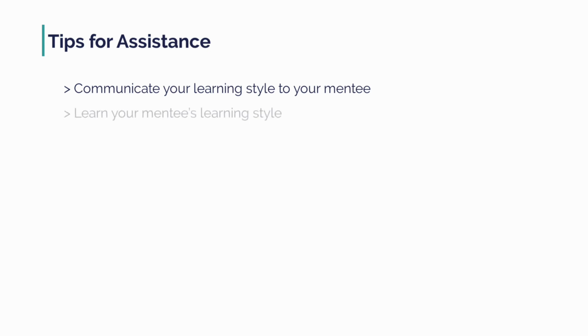So here are some additional tips to maximize learning as you work with your mentee. First of all, communicate your learning style to your mentee. In communicating your learning style to your mentee, you're illustrating that you went through the same learning styles exercise as the mentee. Learn your mentee's learning style. If you understand your mentee's learning style, you can communicate in a manner that will maximize your mentee's learning and understanding.